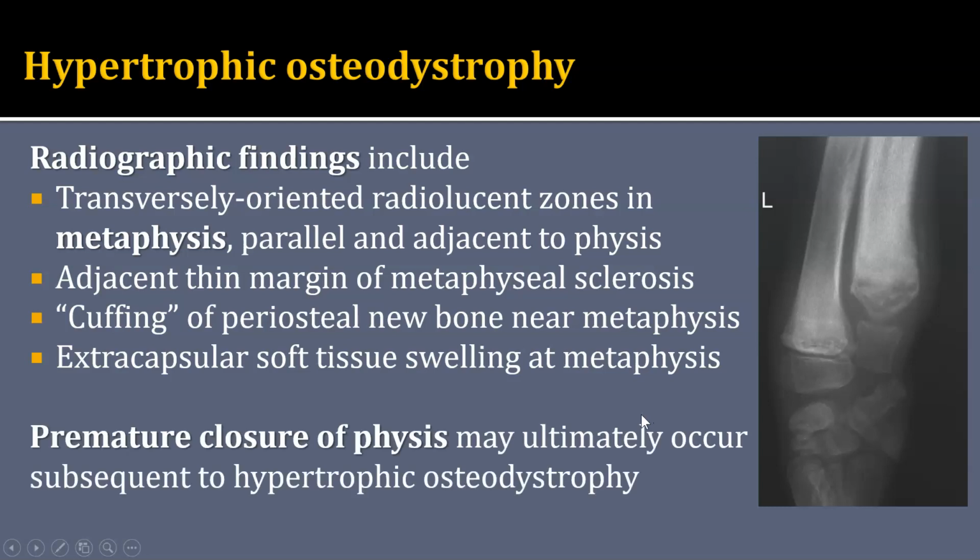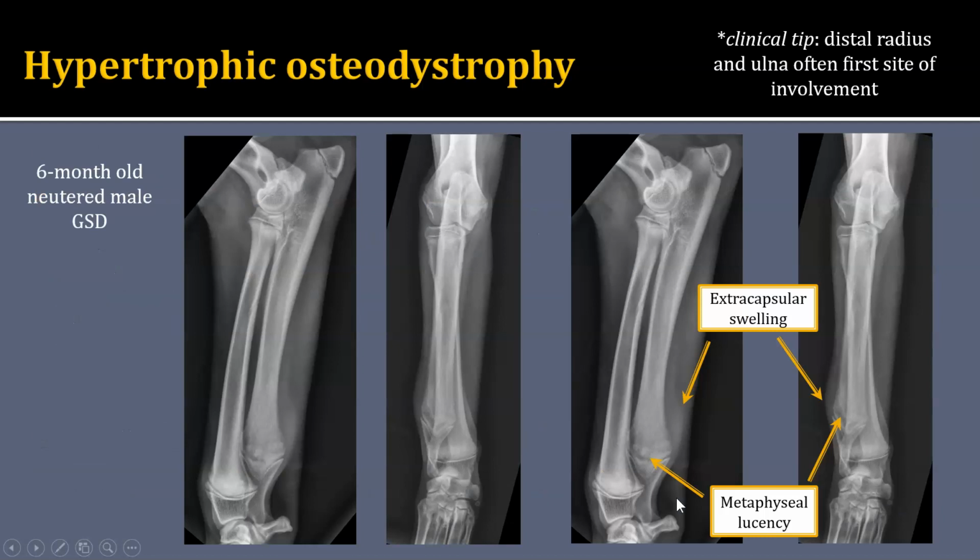Premature closure of affected physis or adjacent to the lesion may ultimately occur, and that could lead to an angular limb deformity. So that is one sequela of hypertrophic osteodystrophy, and you may wish to discuss this with the owners of your patients when you diagnose this disease.